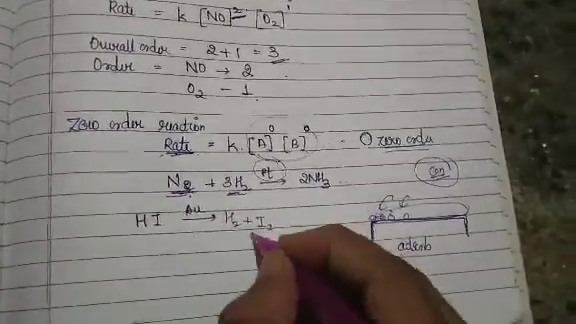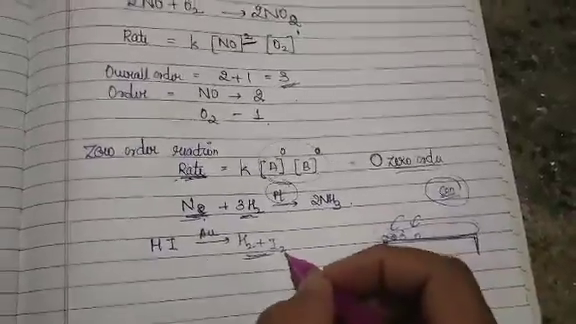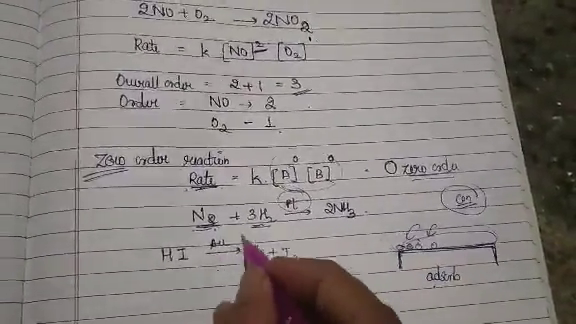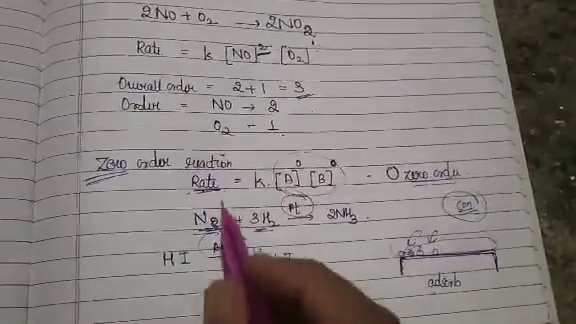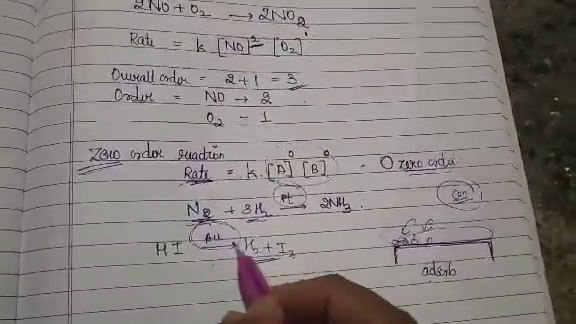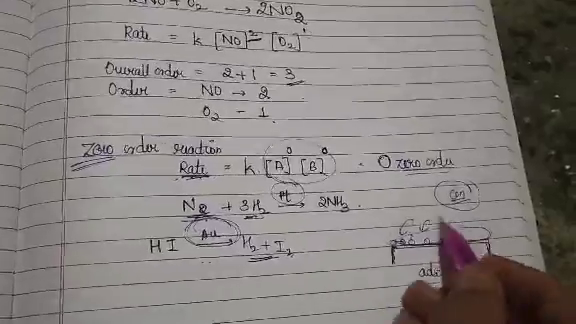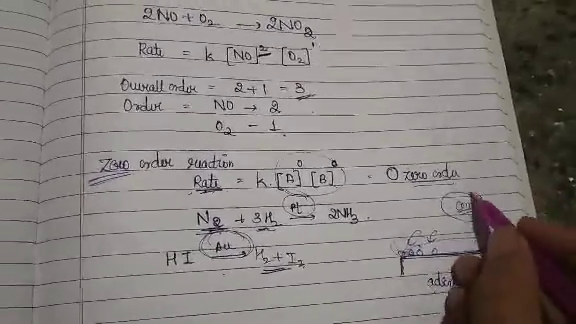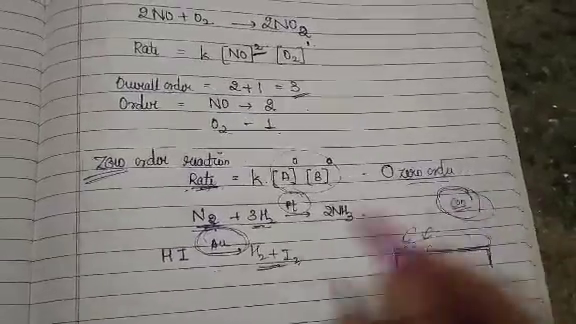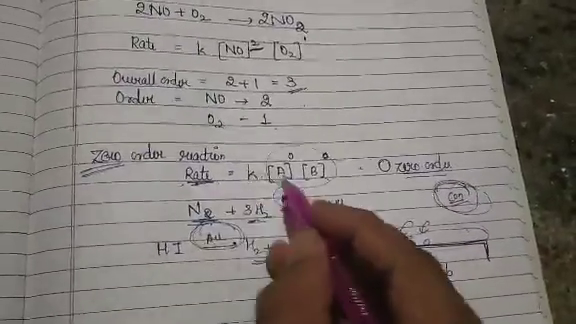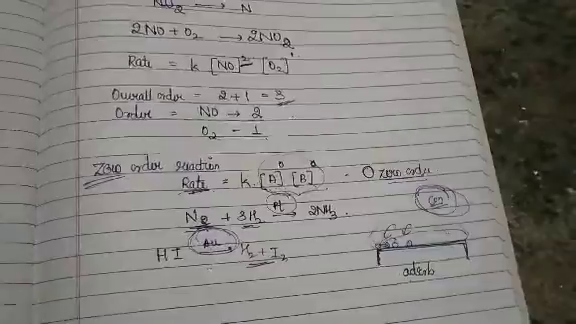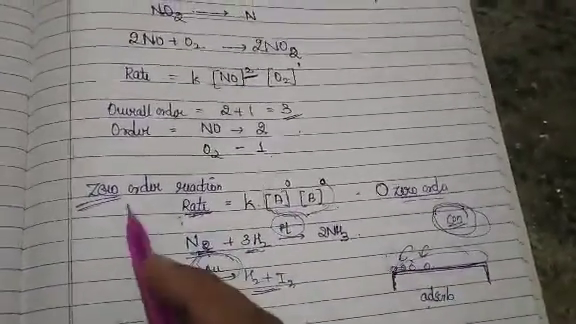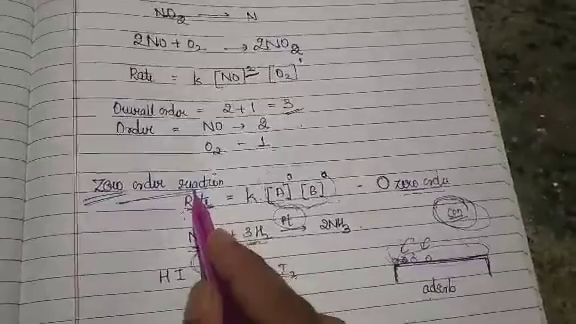This is another example of a zero order reaction, because whenever you use a catalyst, the rate depends upon the catalyst surface, how much it can accommodate on its surface, and not on the concentration. So what happens over there? Our rate will be independent of the concentration of the reactants. That is the reason we call it a zero order reaction.